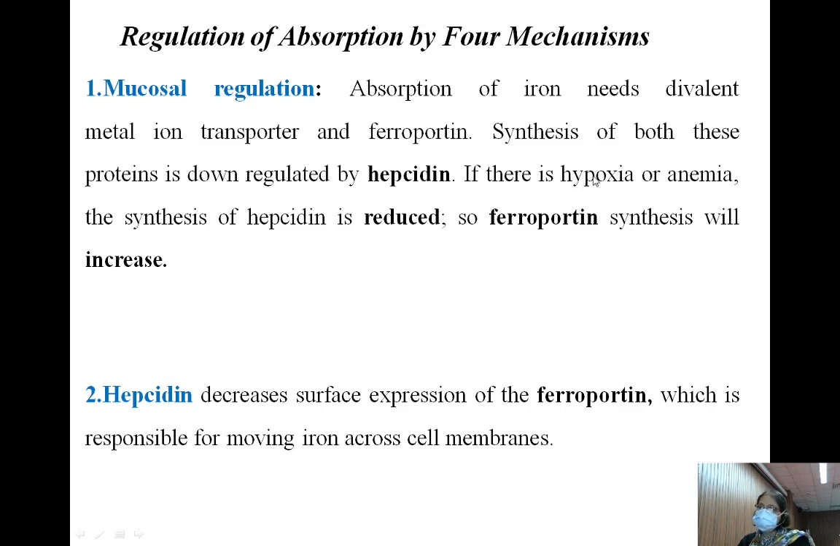In hypoxia, body iron demand will be more, and in anemia, because of the loss of blood, either quantitative or qualitative, we need more iron. In that case, synthesis of hepcidin is reduced. Once synthesis of hepcidin is reduced in case of hypoxia and anemia, the down regulation of this iron transporter protein by hepcidin is overcome.